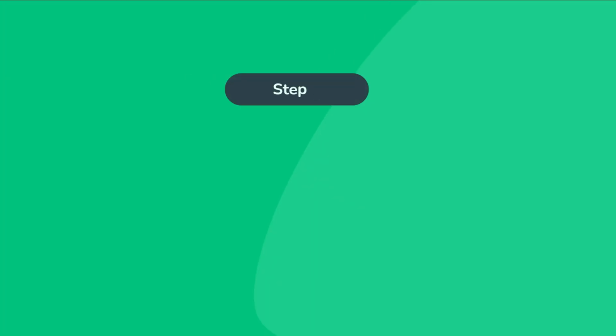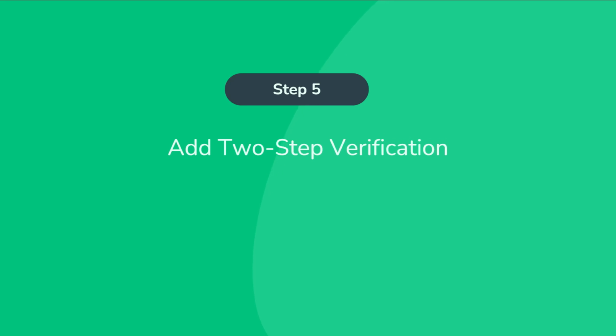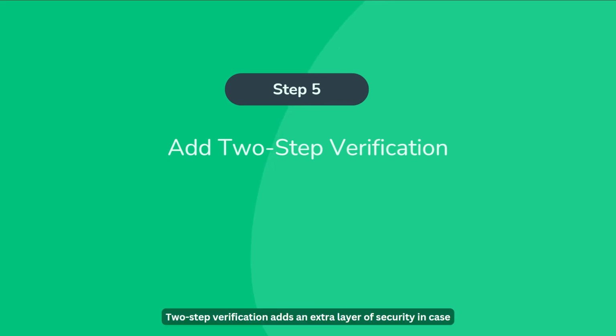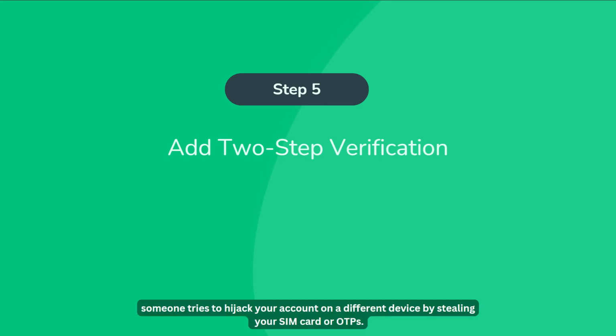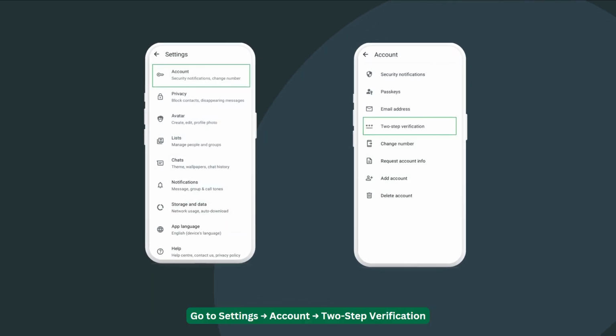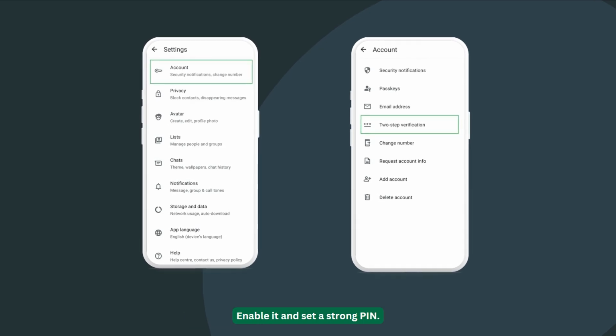Step 5. Add two-step verification. Two-step verification adds an extra layer of security in case someone tries to hijack your account on a different device by stealing your SIM card or OTPs. Go to Settings, Account, Two-step verification. Enable it and set a strong PIN.